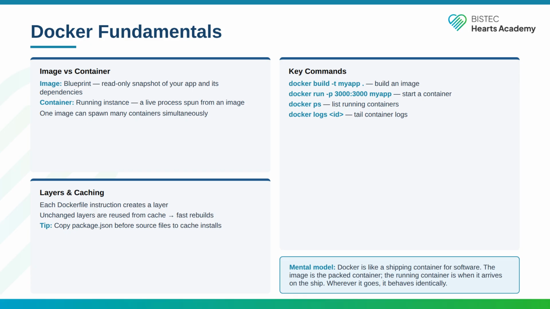Understanding layers and caching is what makes Docker fast in practice. Every instruction in a Dockerfile creates a new layer. If a layer has not changed, Docker reuses it from cache. This means you should always copy your dependency manifest files first, run the install, and then copy your source code. That way, source code changes do not invalidate the expensive dependency install layer. Putting frequently changing instructions at the bottom and stable instructions at the top is one of the most impactful habits you can build around Docker.